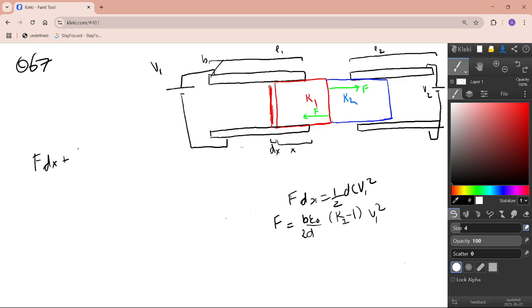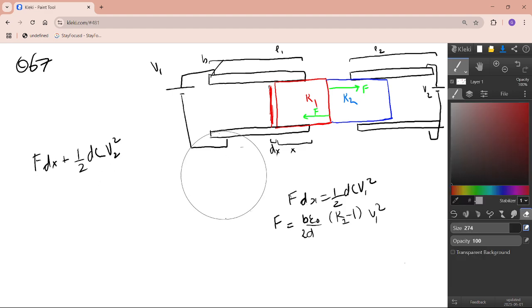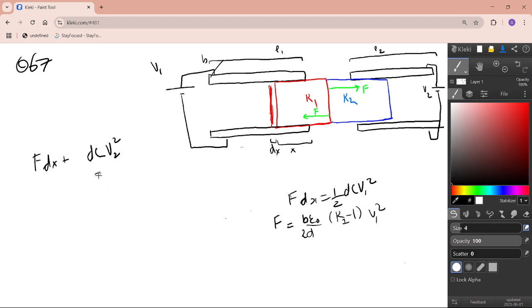So F dx plus dC V2 squared, sorry, not half. It's just dC V2 squared over my battery, is equal to the change in potential energy, which is half dC V2 squared. Now you need not know if it's positive or negative. The same way, there's a negative sign. You calculate dC. This is not the same dC. If that was dC1, it is dC2. I can write dC2 as a variable.